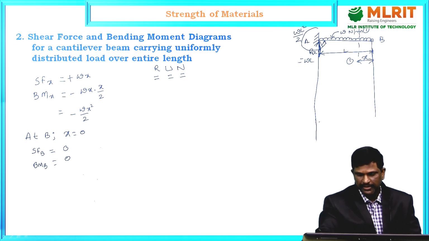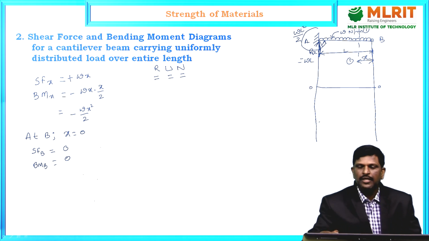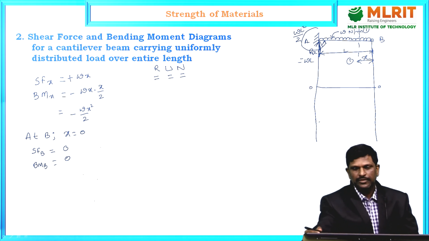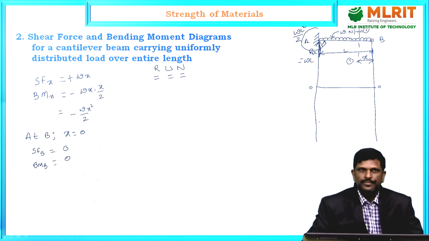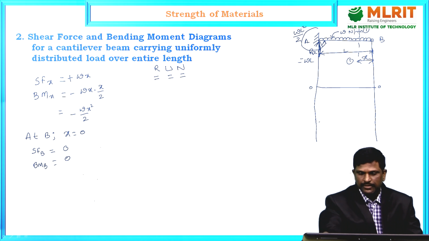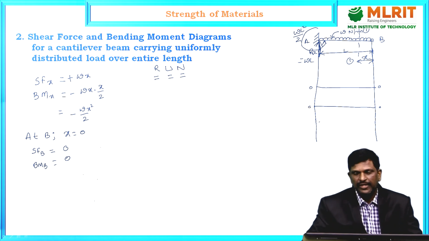Take two reference lines, zero lines, one for shear force. If the shear force is positive, then we will plot the values above the reference line. If the shear force values are negative, then we will plot below the reference line. Similarly, take another reference line for bending moment. Above the reference line, all the values are positive, and below the reference line, all the values are negative.